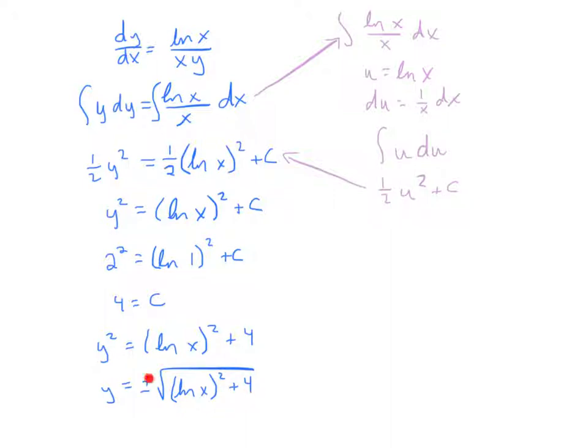And now I know it has a plus or a minus, but if I look at my initial condition, when I plugged in 1, I should get a positive answer out, which means I really don't need this negative here. y just equals the positive square root. And that is the end.